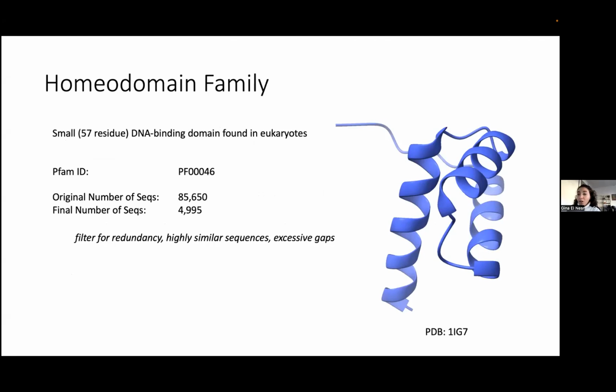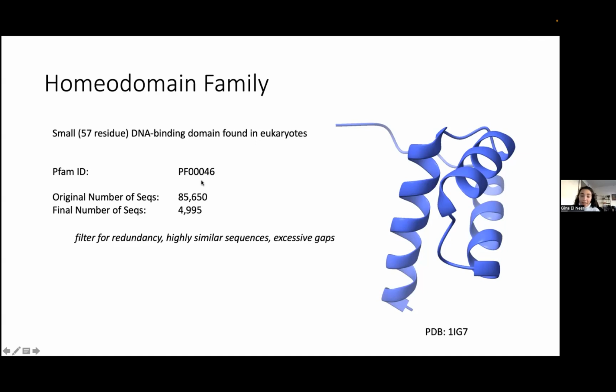These are also all done in the paper, and everything that we analyze and all of the graphs and all of the code to generate these graphs are all available on GitHub. But we analyzed homeodomain, and it's a relatively small protein. It's 57 residues long, and it's a DNA binding domain, and it's found in eukaryotes. We got the sequences from a website called PFAM, and that's the ID number right there.